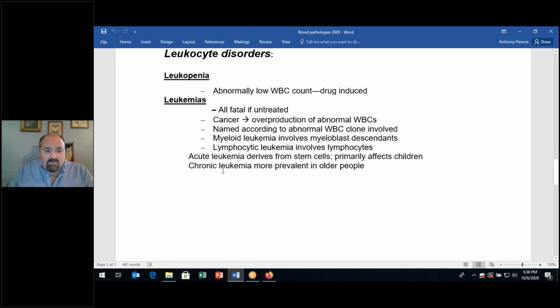So really these acute leukemias derive from the stem cells, and again, affect primarily children.